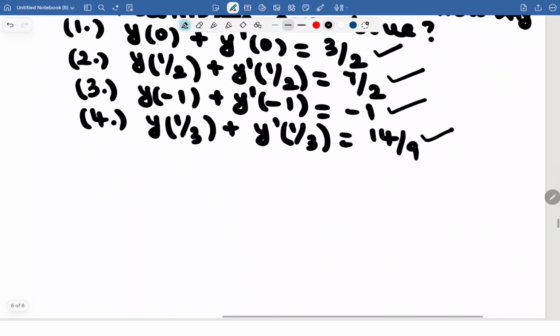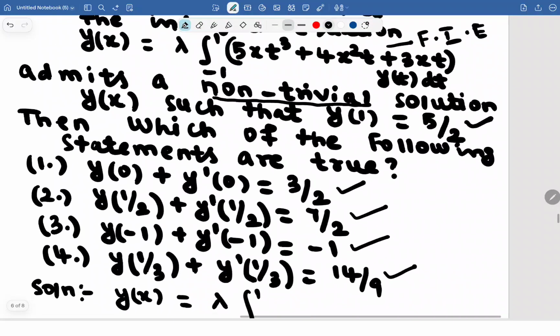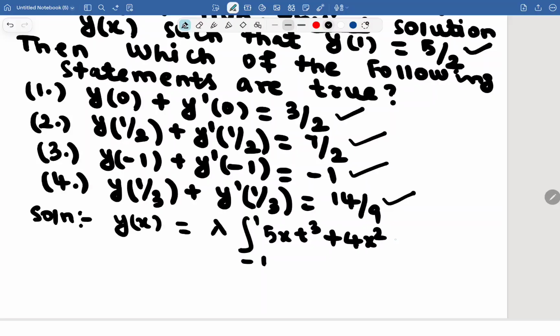The problem, what is given? y of x, which is equal to lambda integral minus 1 to 1, 5x t cube plus 4x square t plus 3x of t, y of t dt.